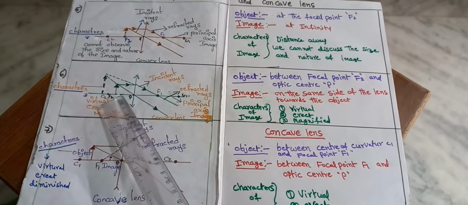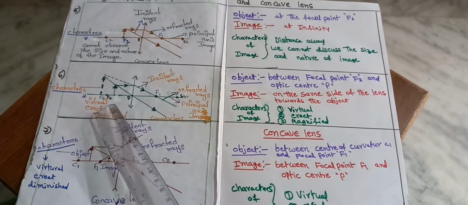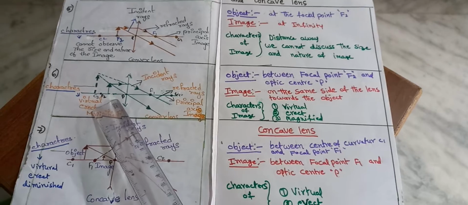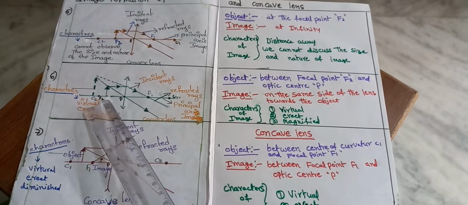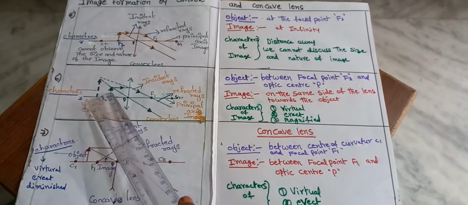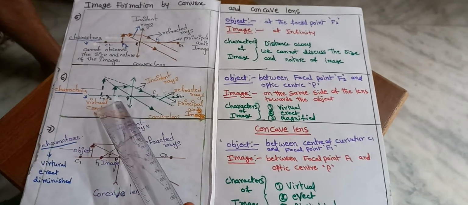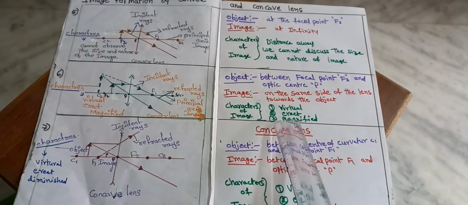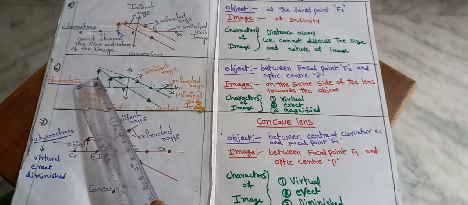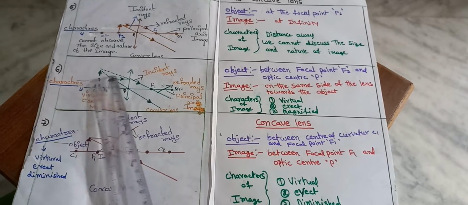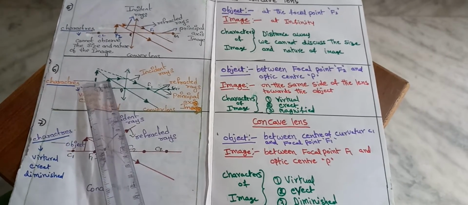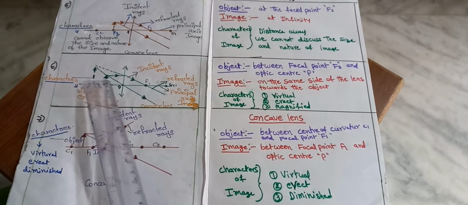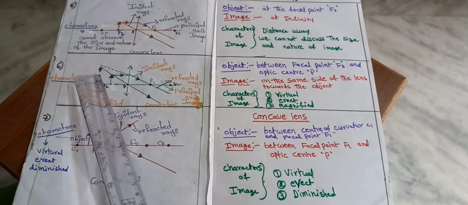In the next diagram, the object is between the focal point F2 and optic center P. So the image is formed on the same side of the lens as the object. So what are the characters of the image here? Virtual, erect and magnified. So here also we can see the image formed near the object. So the object is small and the image is magnified compared to the object. So it is a virtual image.